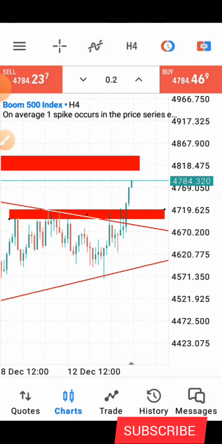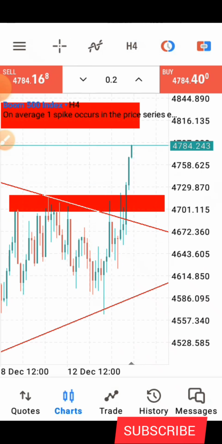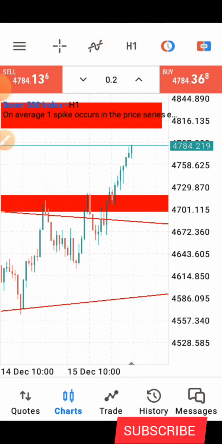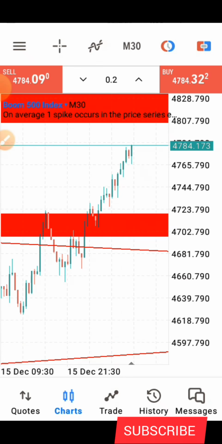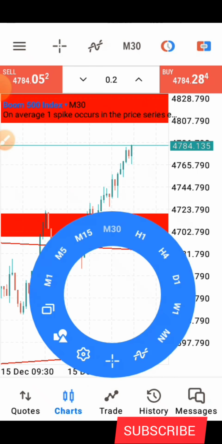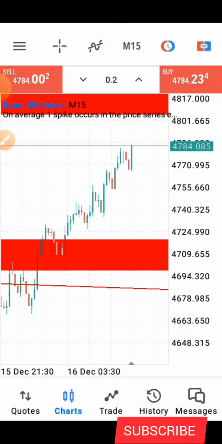Now that I've marked out this important zone, I will step down to the 1-hour time frame and see what's going on here. Here you can see a clearer picture of what the market is doing. And then now to the 30-minute time frame, everything is going fine. Now let's step to the 15-minute time frame, where you can see that price went deep.